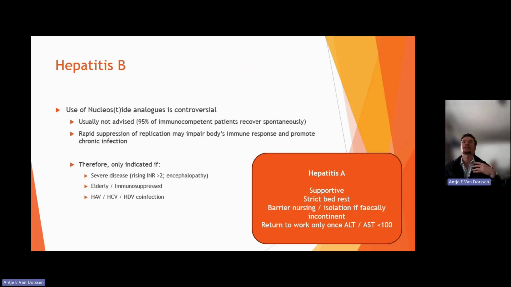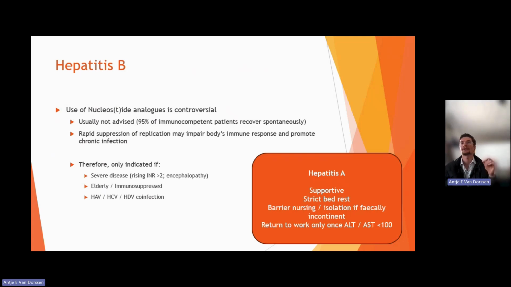So therefore, it's only indicated if there's very severe disease. And I mean, INR of greater than 2 was a surprisingly low number to classify something as severe disease for me. And if there's encephalopathy, and they didn't say what grade of encephalopathy, just said encephalopathy. If the patient is elderly or immunosuppressed, and if the patient has a Hep A, Hep C, or Hep D co-infection.